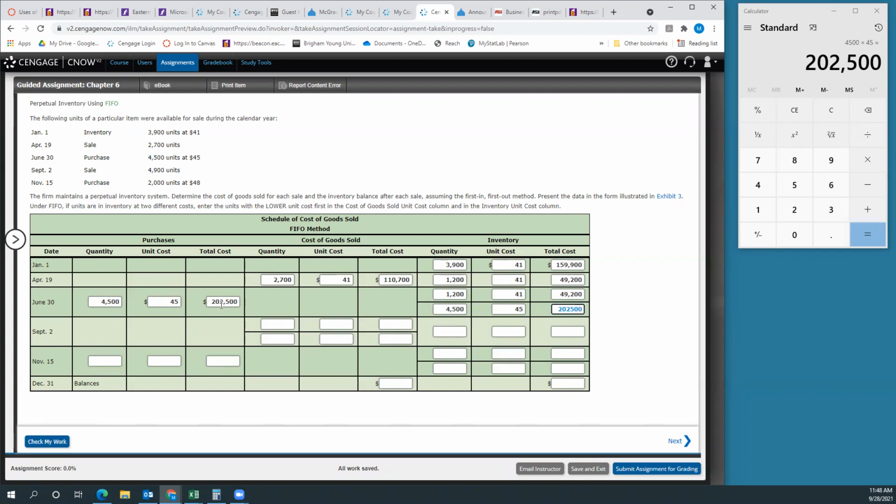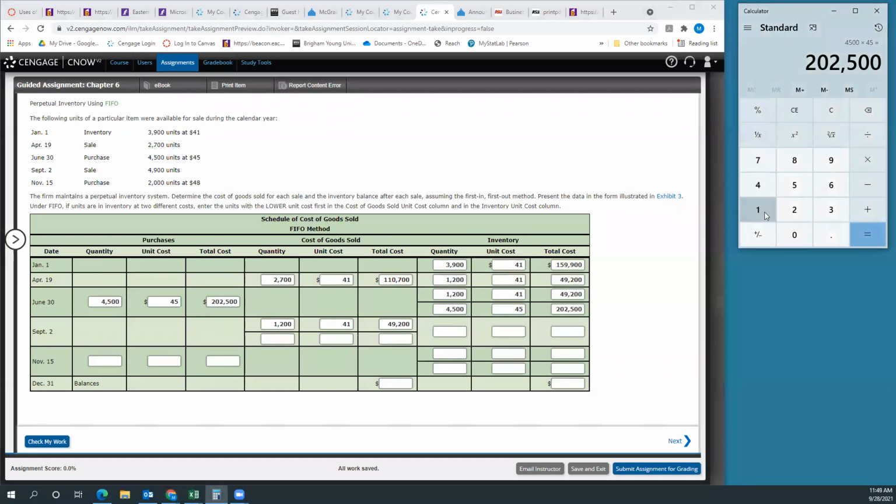So now on September 2nd, when we have a sale of 4,900 units, we know which ones to assume we sold. Remember, we're using first in, first out, which means we assume that we're selling the oldest units. The first ones that we brought into inventory are going to be the first ones to go out of inventory. So if we sold 4,900 units, we only have 1,200 of the older units, so we'll assume we sold all of those. And then the remainder of those 4,900 units we sold must have come from the newer units.